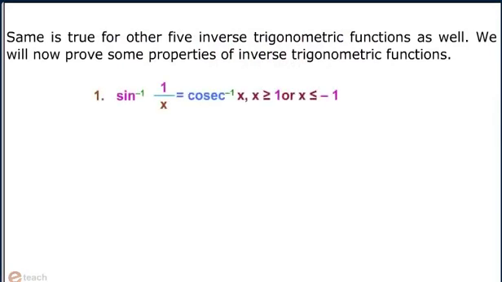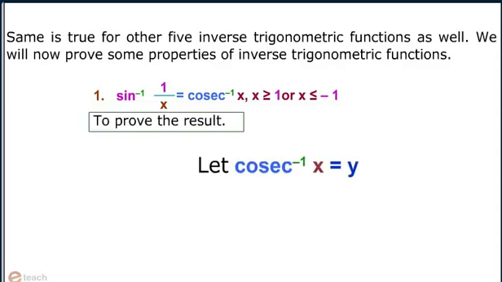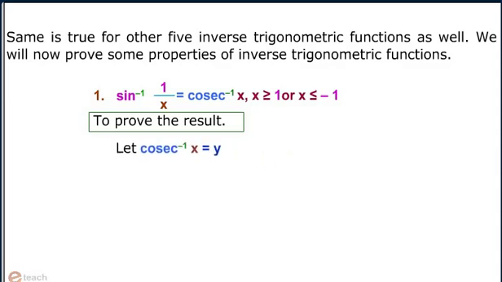Sine inverse 1 by x equals cosec inverse x for x greater than or equal to 1 or x less than or equal to -1. To prove the result, let cosec inverse x equal y. This implies cosec y equals x. We know that cosec y equals 1 by sine y. This implies 1 by sine y equals x.